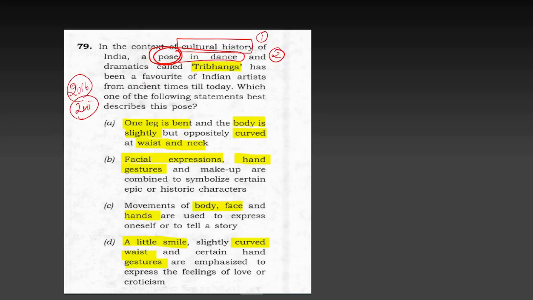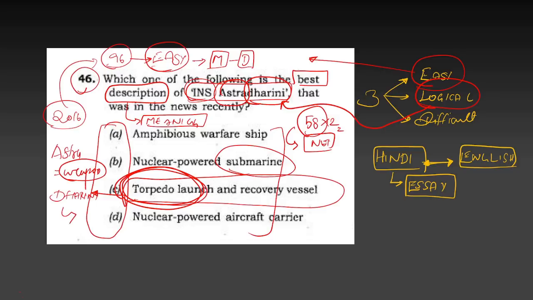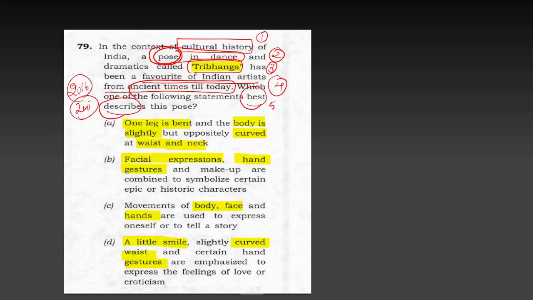Third is Tribhanga. What does this word mean? Even if you do not know, the option says favorite pose of Indian artists from ancient times till today. So this pose is a favorite from then to now. This is the fourth point, very important: best describes. Fifth, as I told you, UPSC will not ask exact. Here also best description. So what is that pose? Everyone must be on Instagram, you will know this pose.